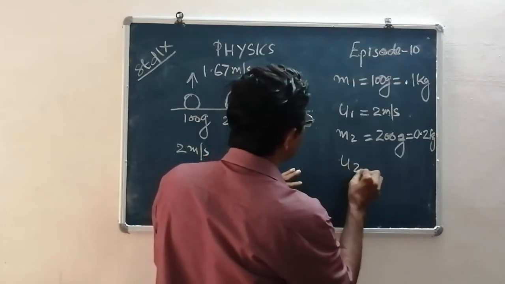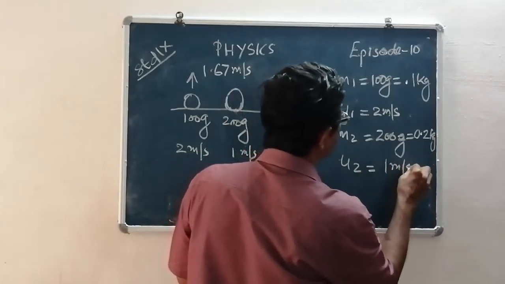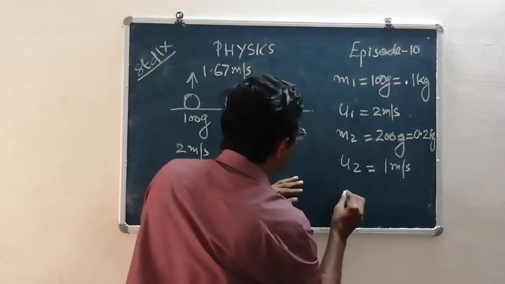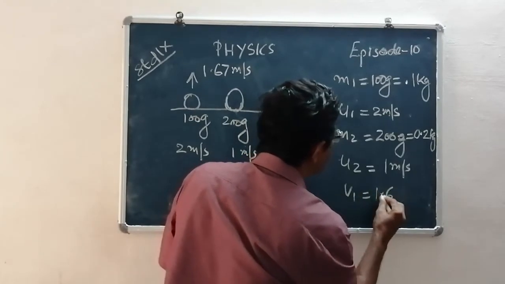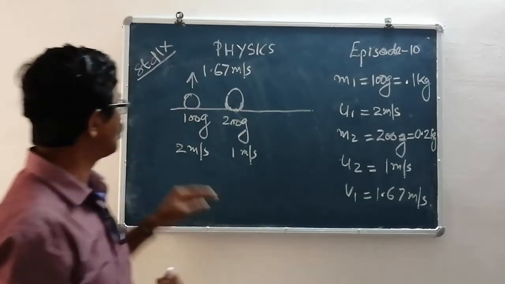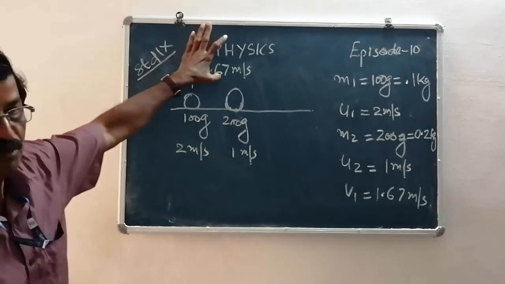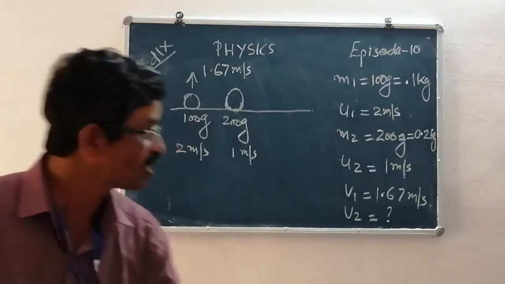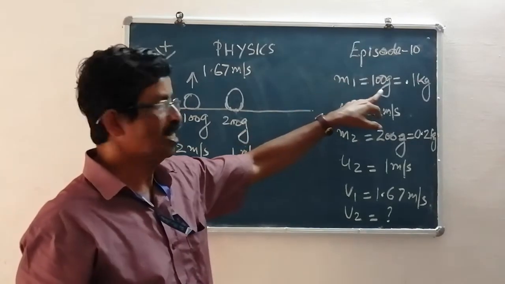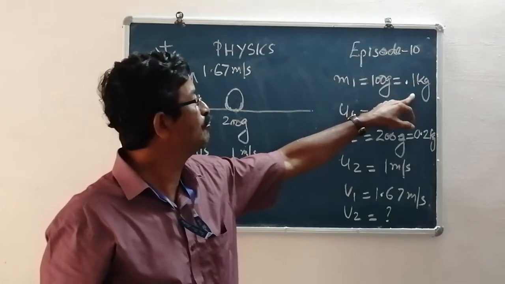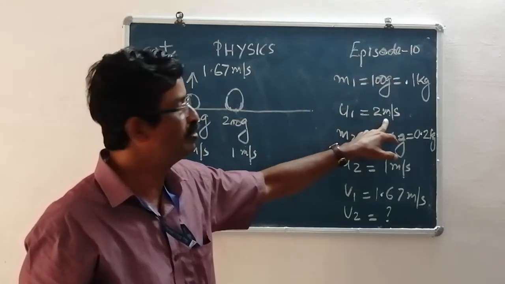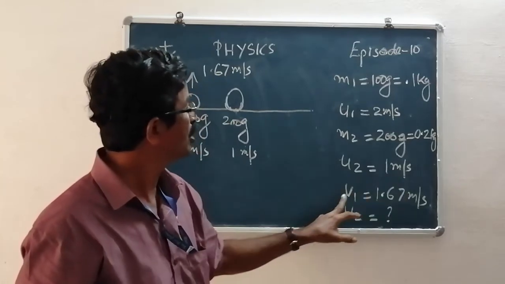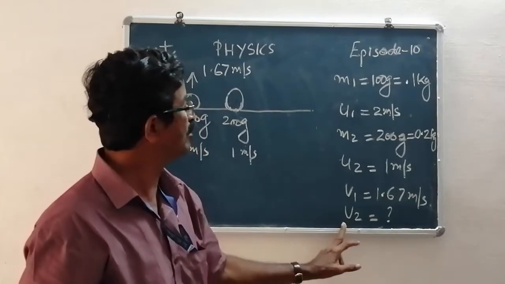And its velocity U2 is given as 1 meter per second. Now these two collide, and after collision, velocity of the first one, V1, is equal to 1.67 meter per second. And we want to find the velocity of the second one, that is V2 is equal to how much? Mass of the first object is 100 gram. When we change to kilogram, it becomes 0.1, and its velocity U1 is equal to 2 meter per second, M2 is equal to similarly 0.2 kg, U2 is given as 1 meter per second, V1 is given as 1.67 meter per second, and V2 we want to find out.